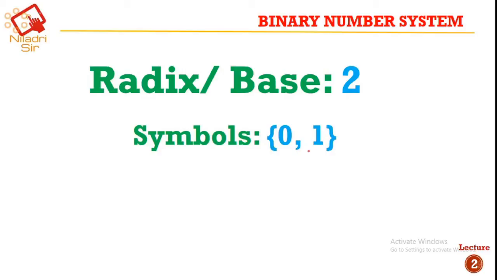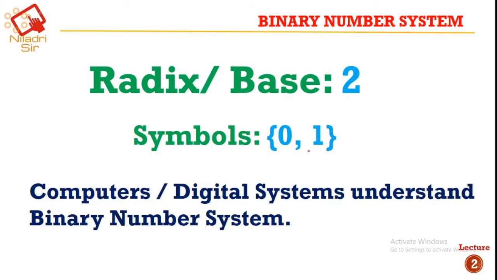Suppose a number is 1432. This number can be represented using 0 and 1 in the binary number system. So in the binary number system, all the numbers will be represented using these two digits, 0 and 1. Basically, this number system is required in computers and digital systems. Computers use this type of system.